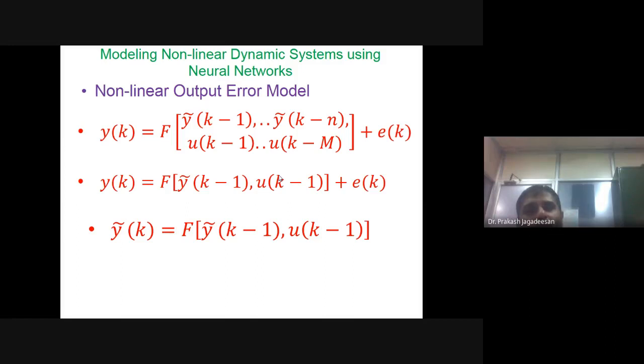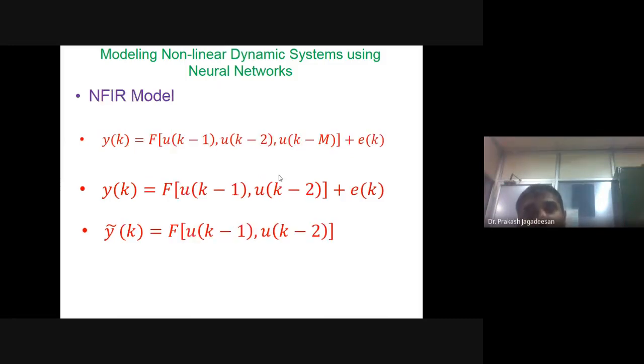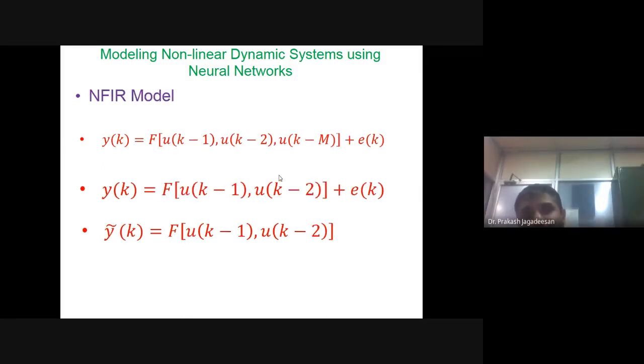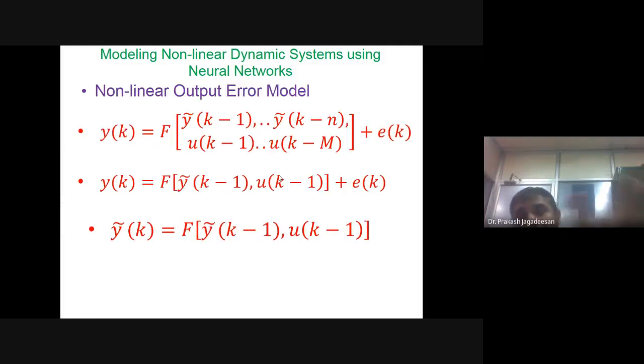So y(k-1), y tilde(k-1), and u are nothing but the inputs to the process. In output error, in the first case, it depends on the sensor output, past values of sensor output, and past values of the inputs. In the second case, it depends on only past values of inputs. The third case depends on the predicted value, past predicted values, and past values of inputs.